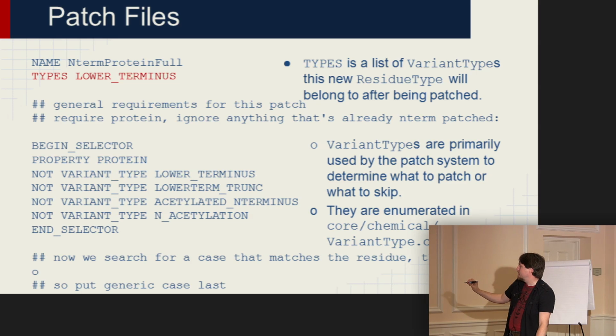Okay, and again, they are found in this file here, varianttype.cc. You can see the whole list of variants. If you want to make a new variant, you've got to add it to that system.